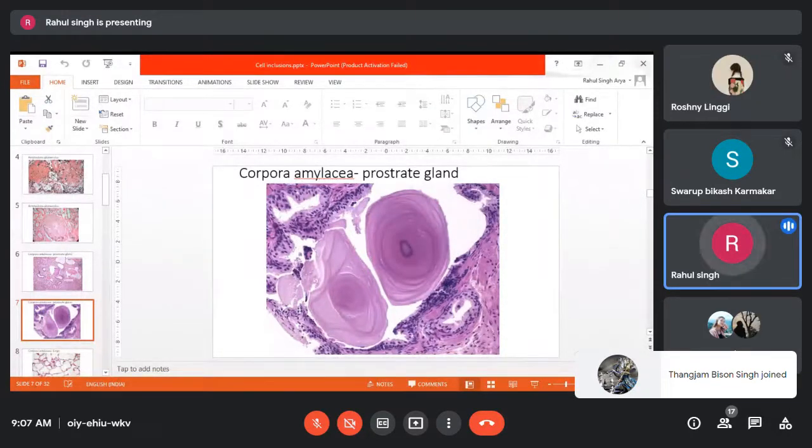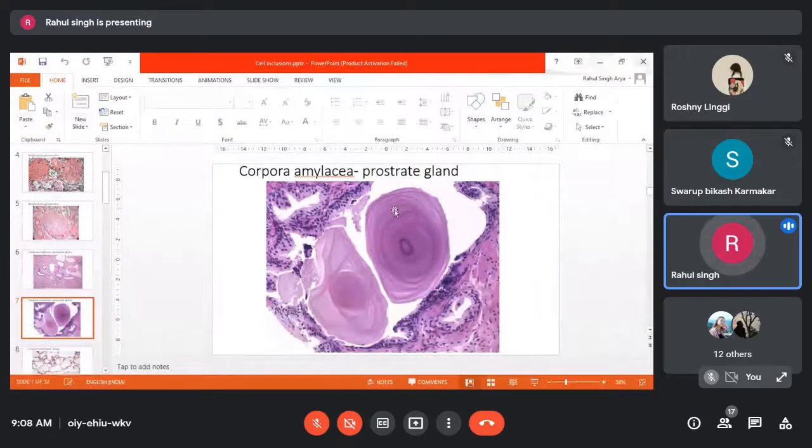This is the enlarged view. Can you appreciate that the deposits are concentric? Yes? Anybody please respond? Yes, sir. Can you see there are layer after layer deposits of the hyaline material? This is the gland part. This was the dilated alveoli of the gland, isn't it? And you can see layer after layer deposits of hyaline material.